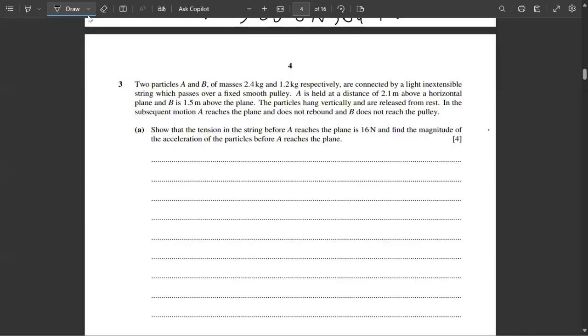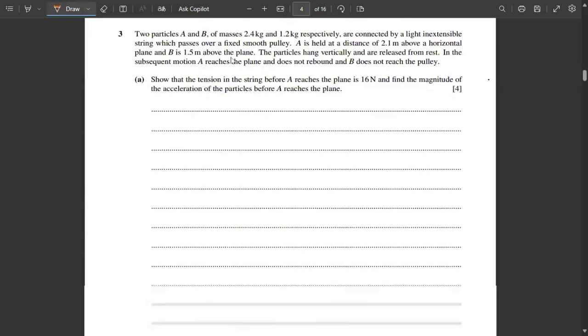Let's start with the third question. Two particles, A and B, of masses 2.4 kg and 1.2 kg respectively, are connected by a light inextensible string which passes over a fixed smooth pulley. Okay, so this question is a pulley question. Let's start solving.